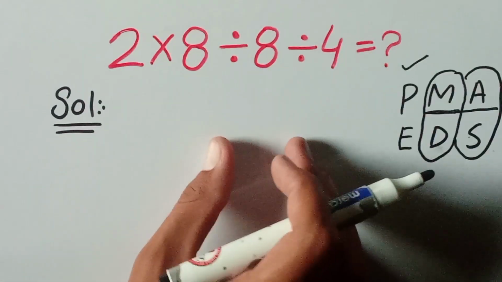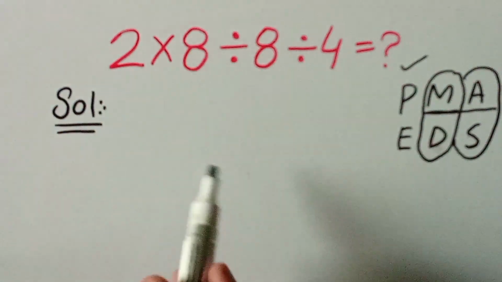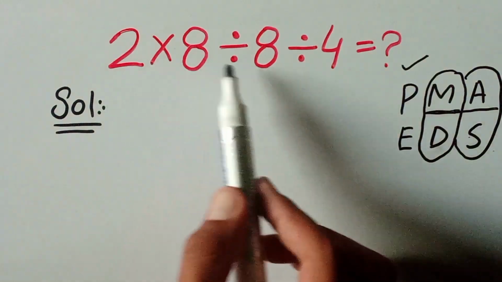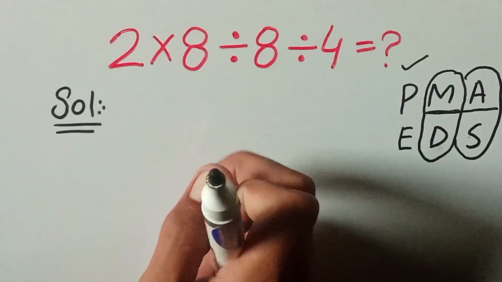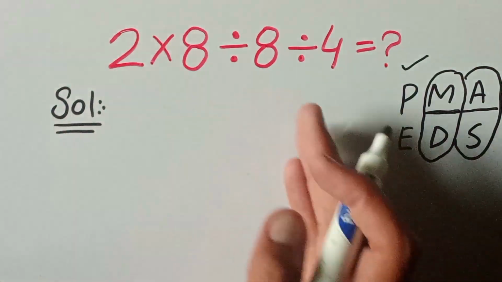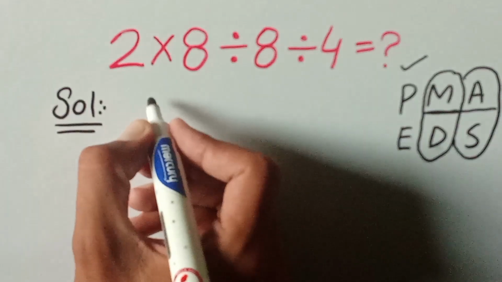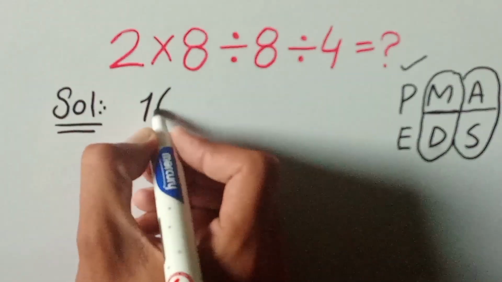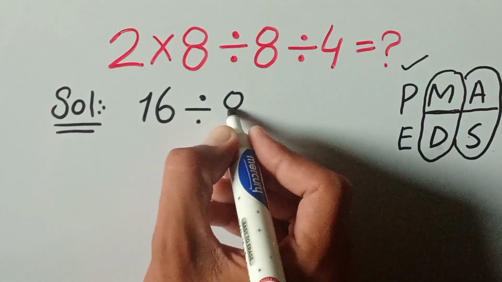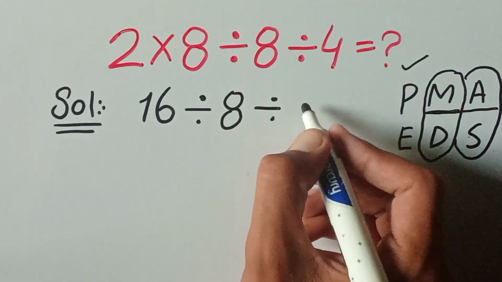So in this question I will solve step by step according to the PEMDAS rule. Guys, now here I will explain to you that multiplication and division have equal priority, and we have to go from left to right. So I will solve this expression from left to right. So 2 multiplied by 8 is equal to, guys, 16. Okay, divided by 8 divided by 4.